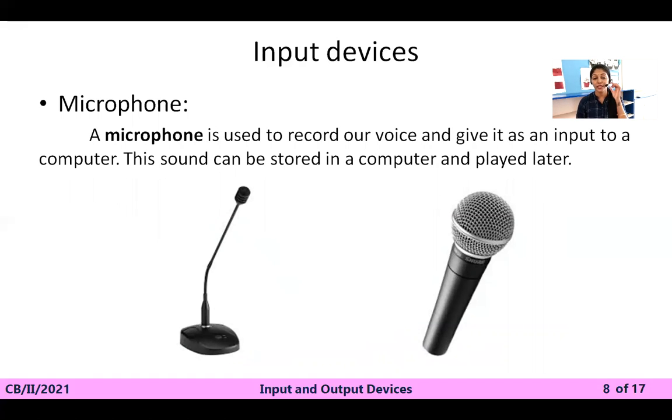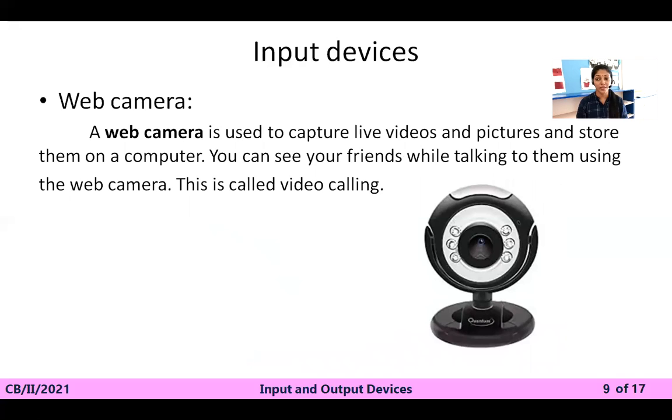Microphone. Here, I'm using a microphone. Why do I use a microphone or a mic? To record my voice. Okay? So, microphone is an input device. Web camera. Why do we use a web camera? The web camera is used to capture live videos and pictures and store them in the computer.